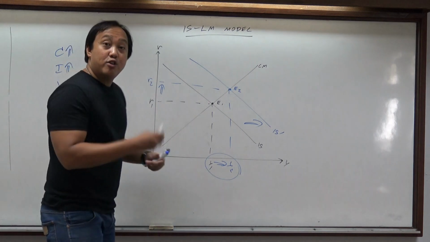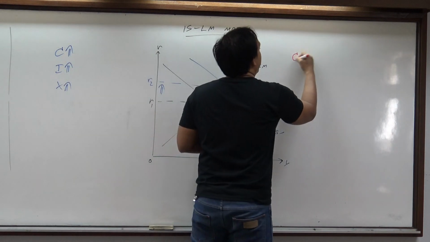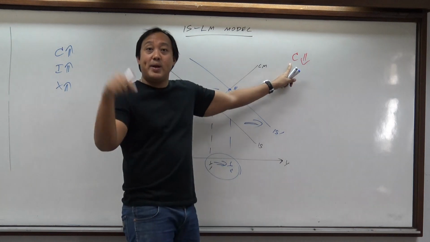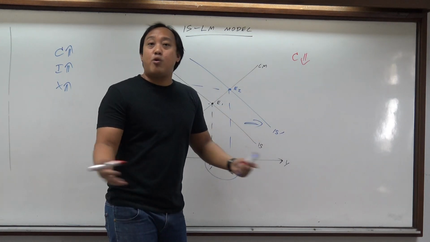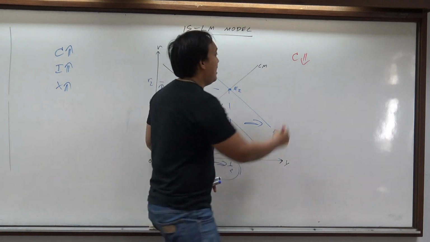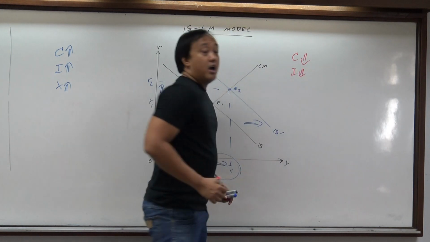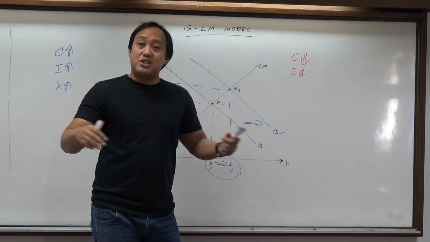Okay, so now I use the red color. We cannot spend the money, consumption going down. When consumption goes down, the business sector doesn't want to make an investment anymore. Investment going down. Nobody travels around the country.